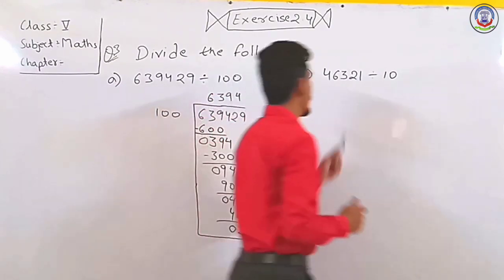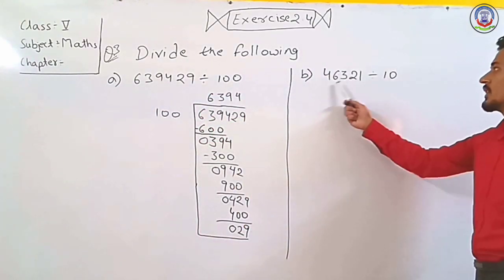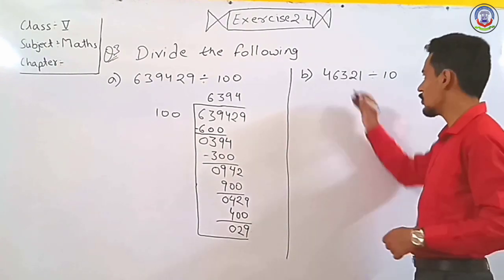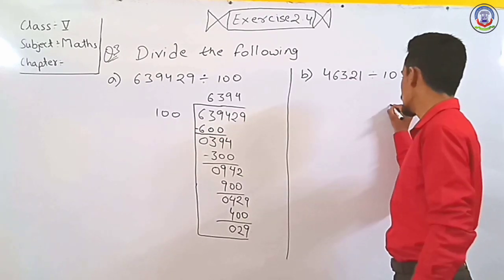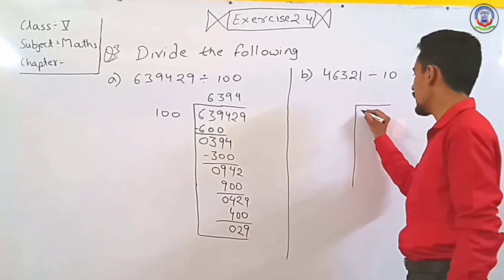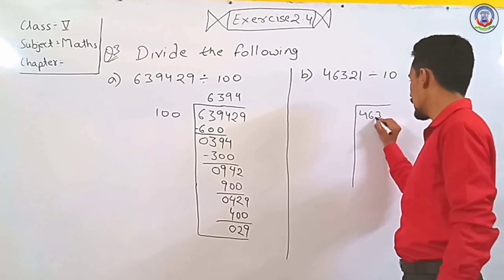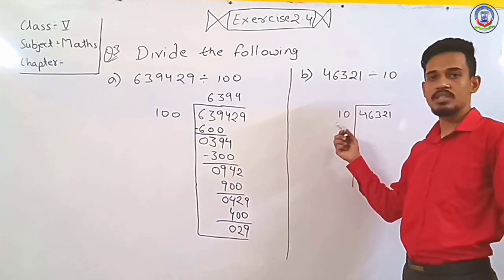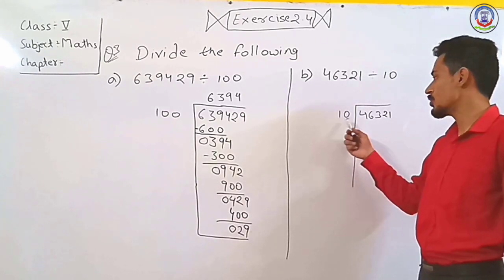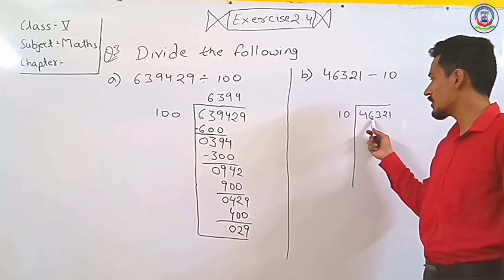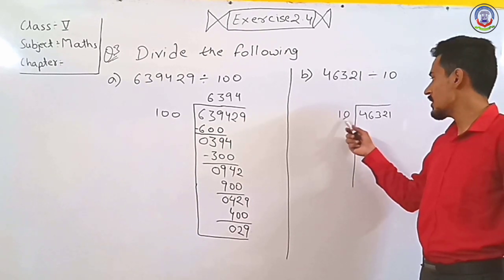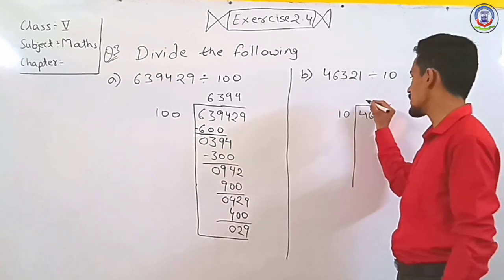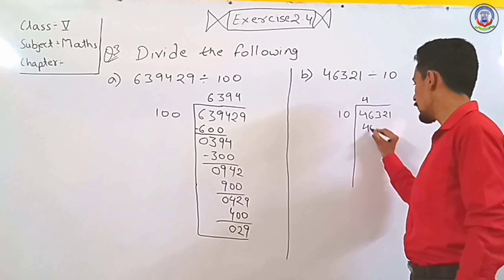In this we have 46,321 divided by 10. So as we know this is the dividend and this is the divisor. So we write the dividend in it and the divisor here. Now the divisor is 10, so we all know the table of 10, it is a 2-digit number, so we take 2 digits. So in 10's table 46 is not coming, so we take smaller than 46, it is 4 times 40.